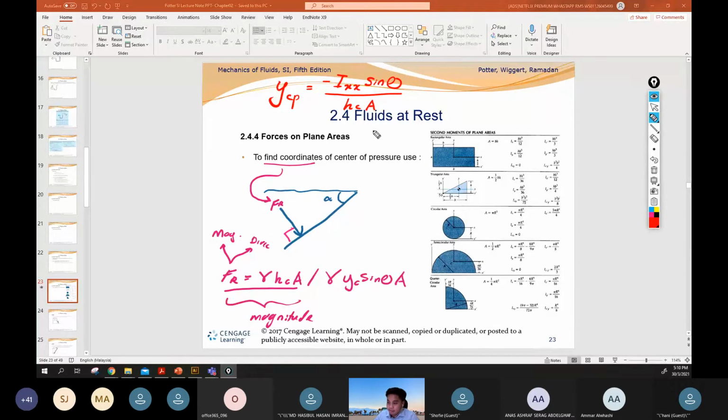Okay. For example, where is the centroid for this plane? Where is the centroid for this plane? Okay, Amar, do you have any question?